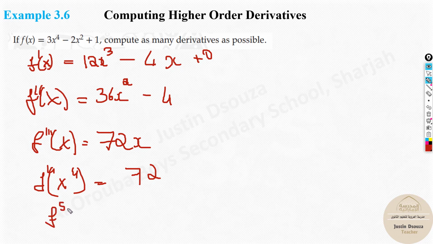And lastly, f5 of x, here it would be 0. Why? Because 72 is a constant number. When you derive any constant, it becomes 0.